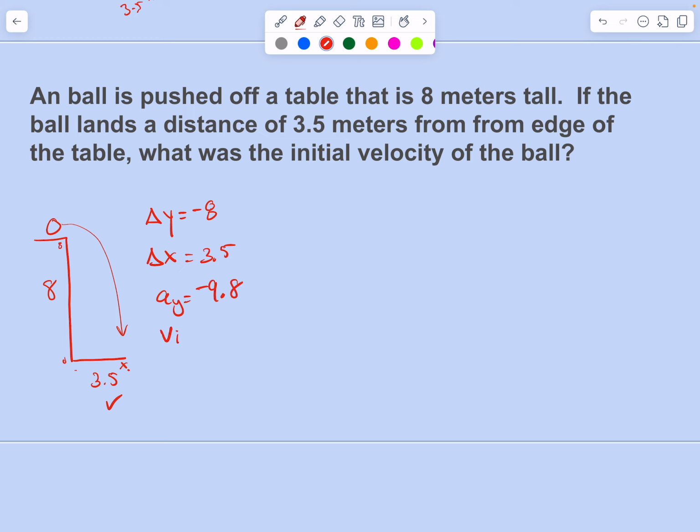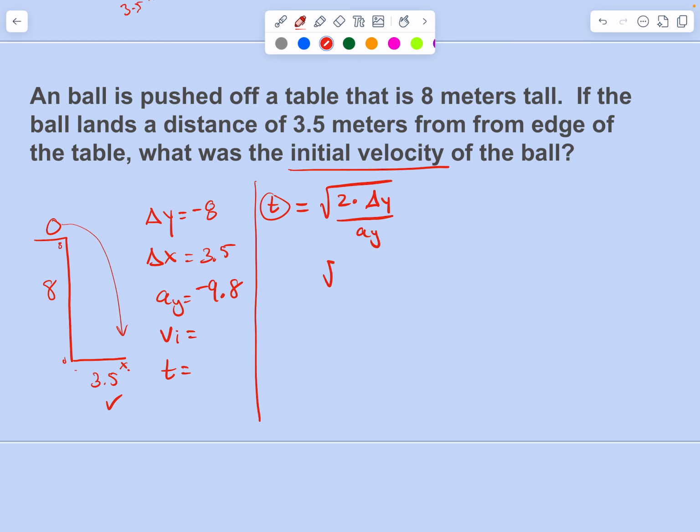We do not know the initial velocity. That's what we're trying to find out. But we also talked about the fact that in order to find the initial velocity, I'm going to need to know how long that was in the air, which I do not know. So the first thing is I need to find out the time. The time is going to be equal to the square root of 2 times delta y over a sub y.